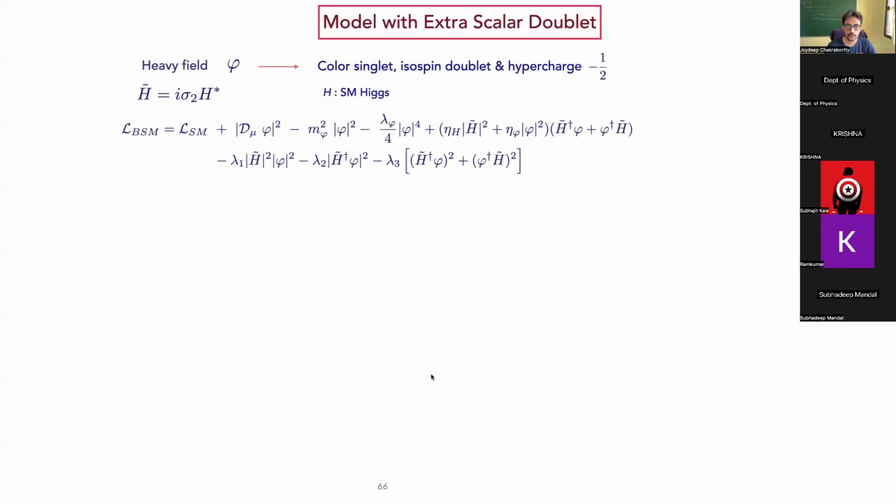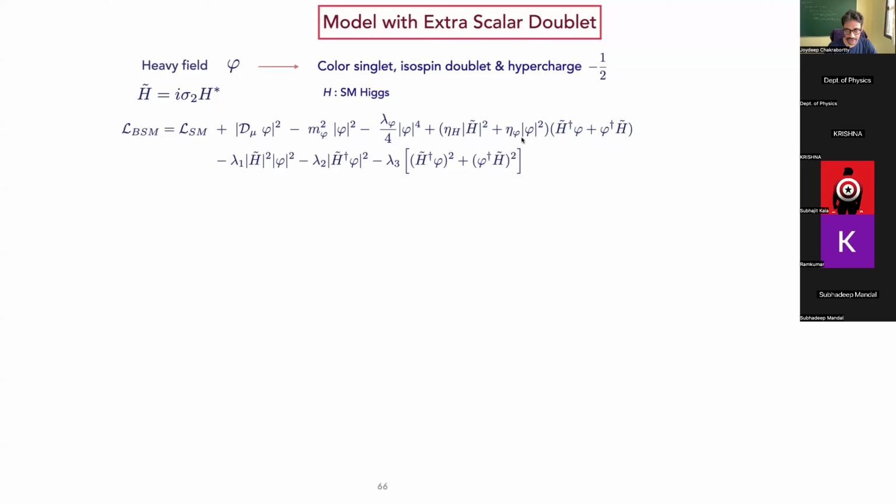So then whatever we have learned in that slide, we try to understand through an explicit example where you consider the heavy field as phi, okay, and it is a color singlet, isospin doublet and hypercharge minus half. That means you have introduced a heavy field which mimics the standard model Higgs, and that's why there is some kind of interaction term. And if you do not impose any kind of Z2 symmetry in your Lagrangian, then you can have this trilinear interaction. So trilinear in Higgs field, but linear in the heavy field. That's a total quartic interaction.